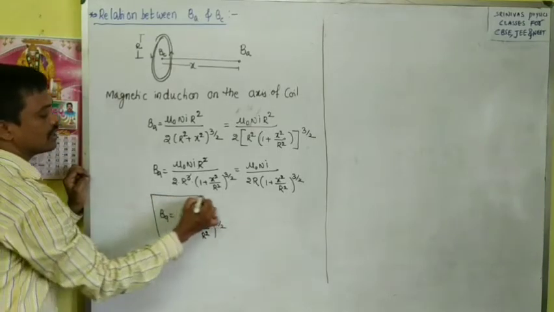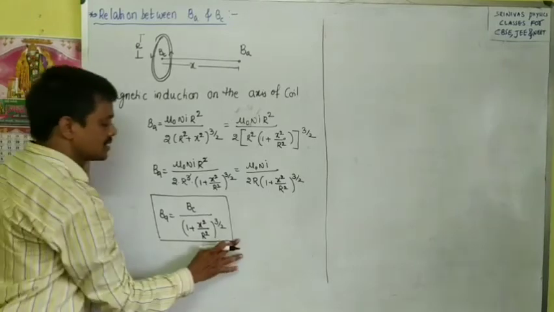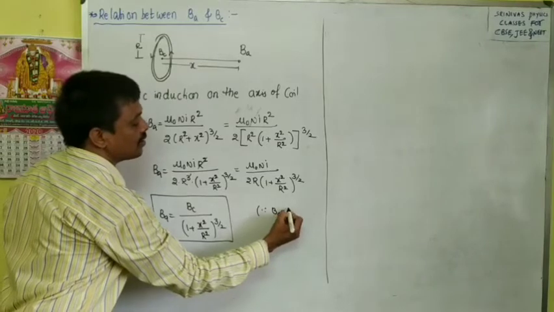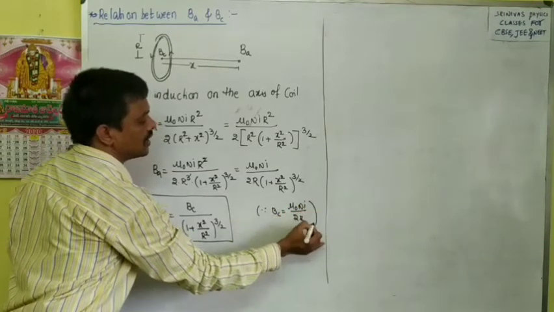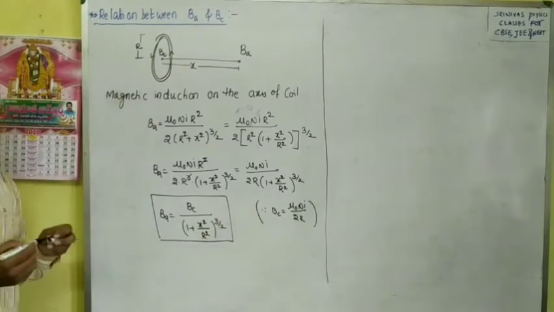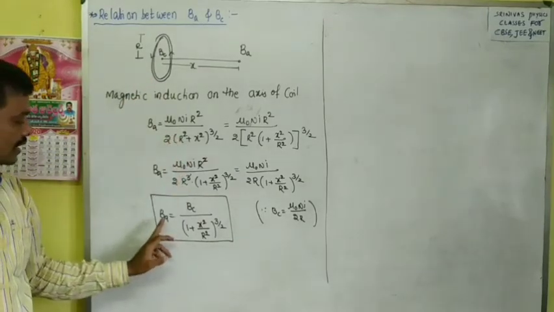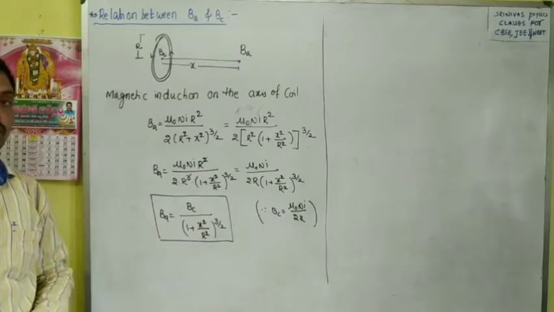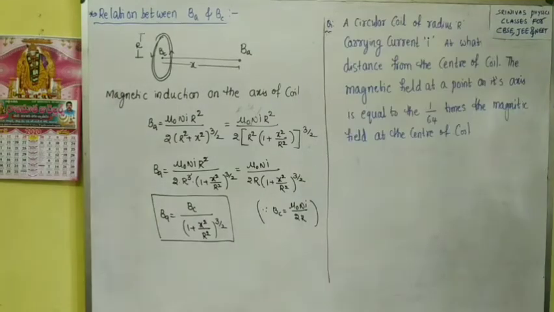This is the direct relation between the magnetic induction on the axis and at the center. We get this from the formula for magnetic induction at the center, which we already know: mu naught N i by 2r. And this is the relation between the magnetic induction on the axis and at the center of a current carrying coil. On the axis, we derived magnetic induction on the axis equal to magnetic induction at the center by (1 plus x square by r square) whole power 3 by 2. Now let us solve a problem.